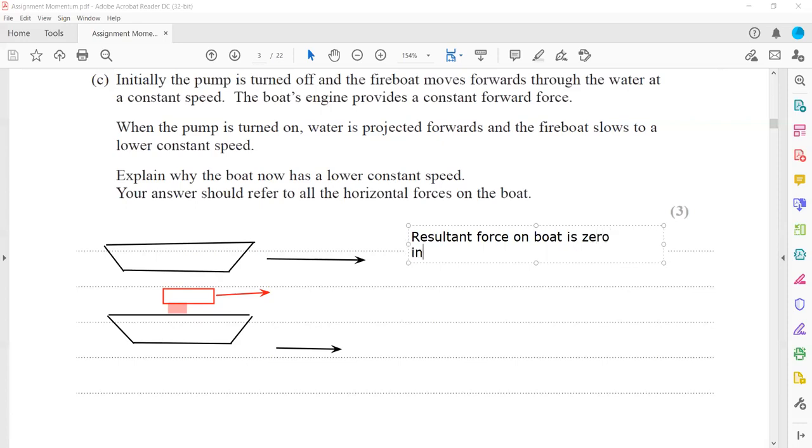Or we can say initially the forward force is equal to the drag force. So there's a forward force acting, and that balances with the drag force, the force which is opposing the motion.